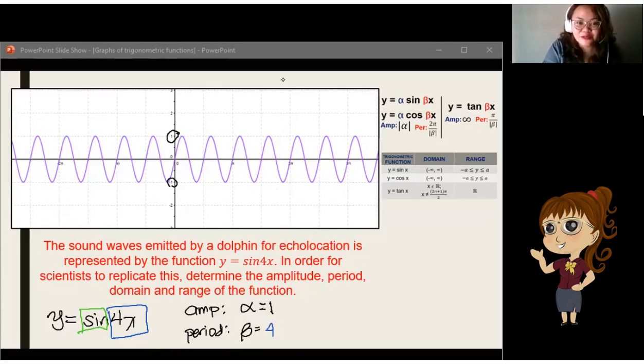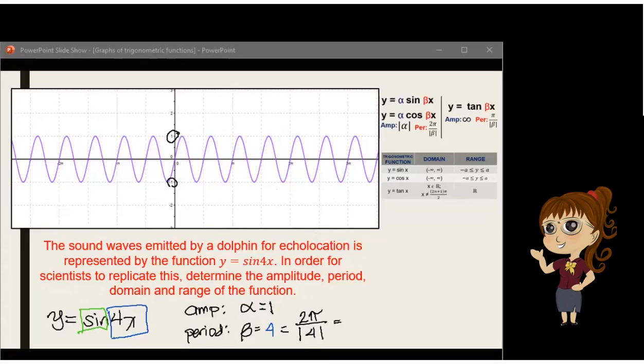And then we substitute to our formula, which is 2 pi over the absolute value of beta. So 2 pi over 4. If we get the lowest term, what will now be the lowest term for our angle? Let's have Joveth, anak, what will now be our period? Ano 1/2 pi. Okay, 1/2 pi. Wonderful. Or we could also write it as pi over 2. Tama! But this is now the period, and we will check it here.